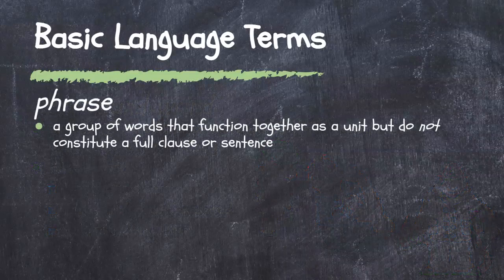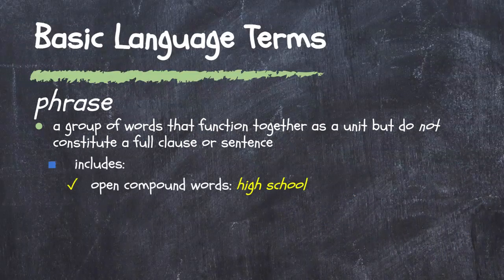A phrase is any group of words that are working together, but that don't add up to a complete sentence. We'll talk a bit about what a sentence is. Now, that would include compound words because they do exist as individual words. A word like high school is the word high and the word school with a space between them, so they're still standing as two separate words.